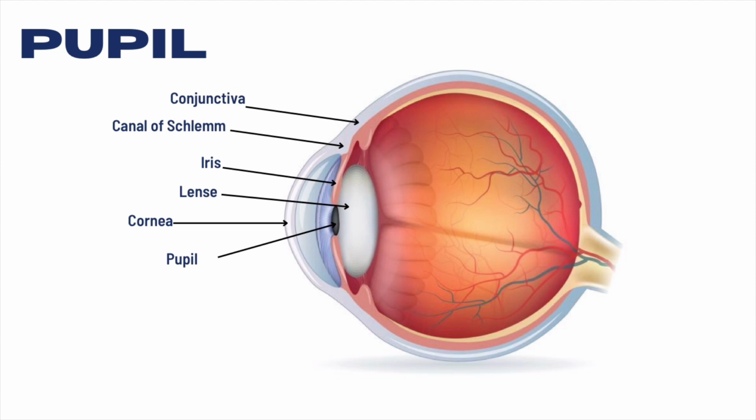Next, we have the pupil, the round hole in the center of the iris through which light passes, ordinarily appears black.